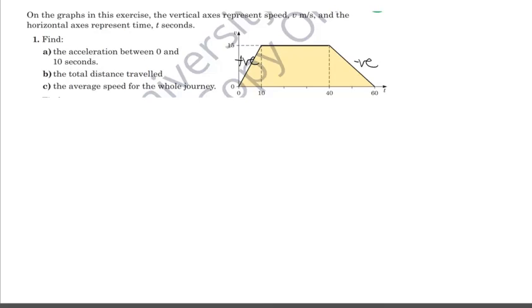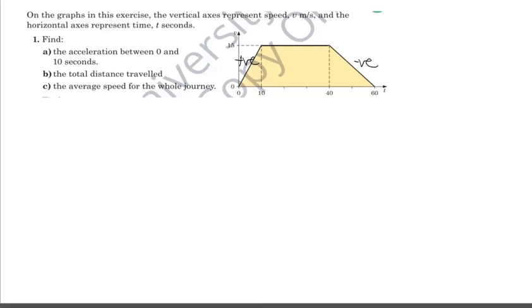It says, on the graphs in this exercise, the vertical axis represents the speed, v in meters per second, and the horizontal axis represents time, t seconds. Then we have to find the acceleration between 0 and 10 seconds. So let's go back to the graph to find the acceleration between 0 and 10 seconds.